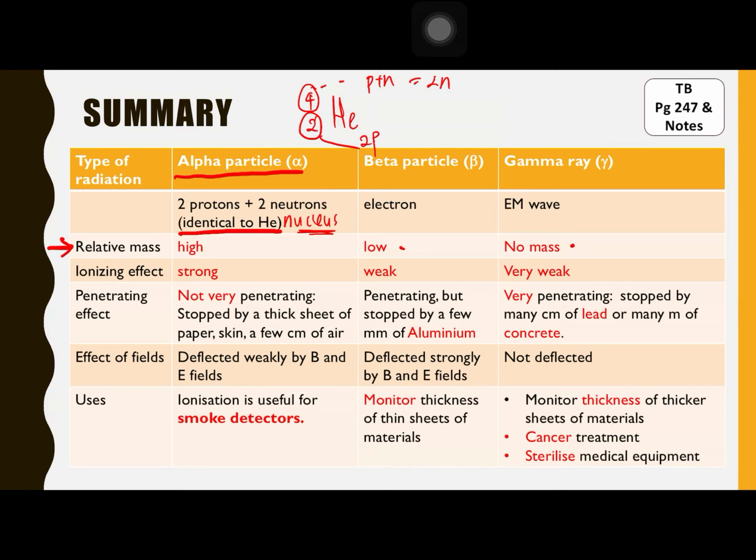Now, the uses for these three radiations. Alpha particle is useful for smoke detectors. Beta particles are useful to monitor the thickness of thin sheets of material. Gamma is used to monitor the thickness of thicker materials, because it can pass through thicker materials. It's also used for cancer treatment and to sterilize medical equipment.